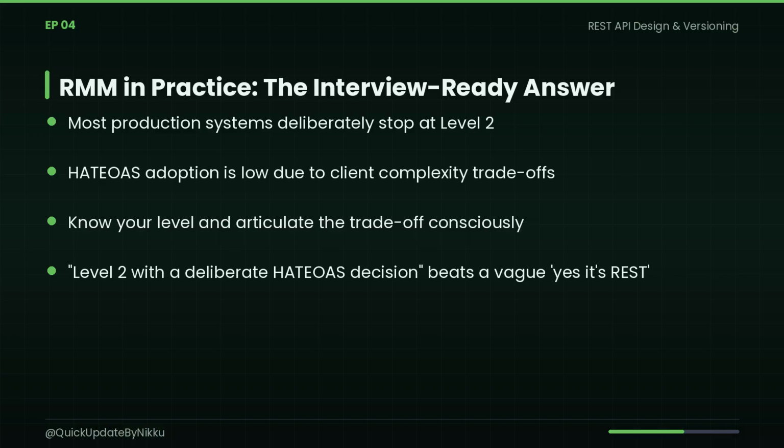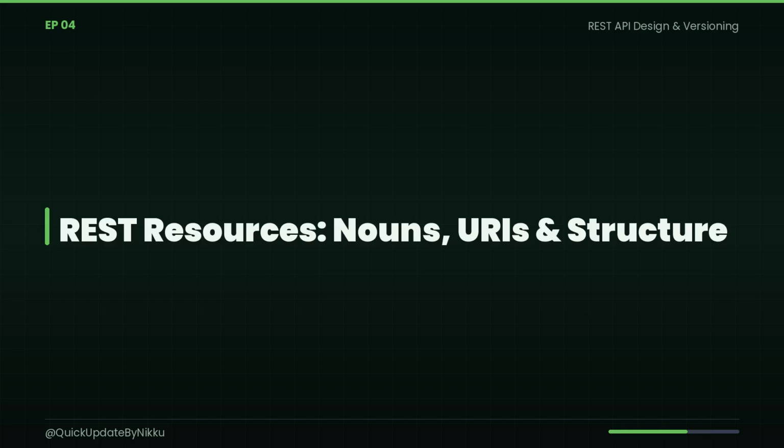When an interviewer or architect asks whether your API is RESTful, the strong answer is precise: state the RMM level, name the HTTP semantics you rely on, and explain the trade-off you made at level 3. Saying your API is level 2 on the Richardson maturity model, with correct verb semantics and resource-oriented URIs, and that HATEOAS was a deliberate architectural decision because of client complexity, that answer signals exactly the kind of design thinking senior engineers are hired for.